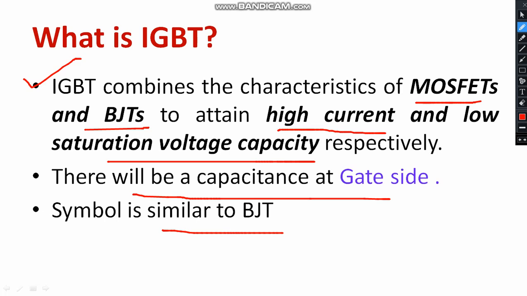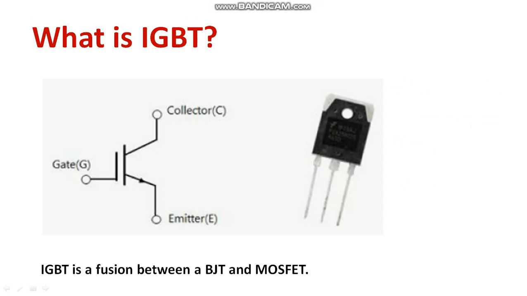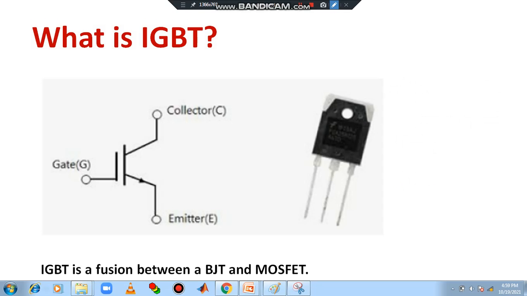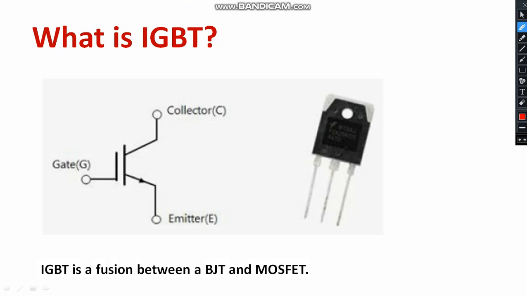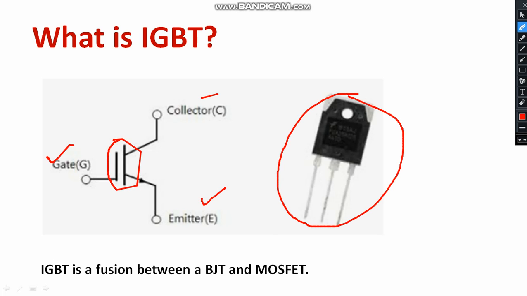The symbol is closely similar to BJT. You can observe the symbol of IGBT. As I already told you, there will always be a capacitance at the gate terminal. The gate is the control terminal, and we have the collector and the emitter. This is the practical diagram of IGBT, the way an IGBT looks.